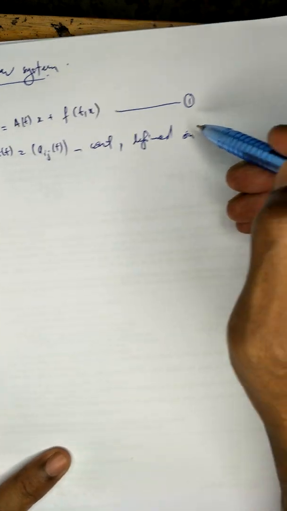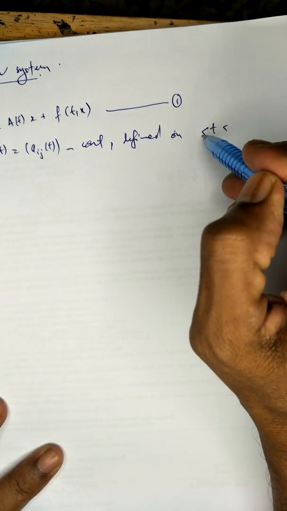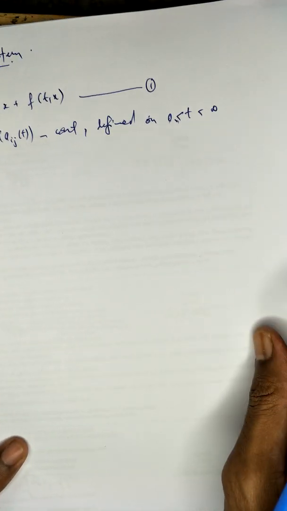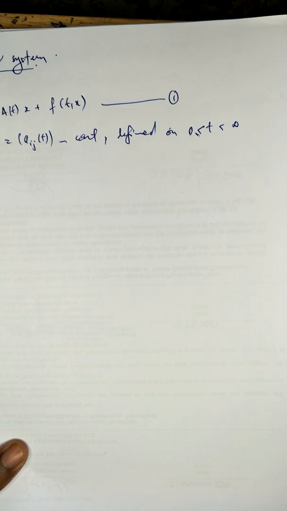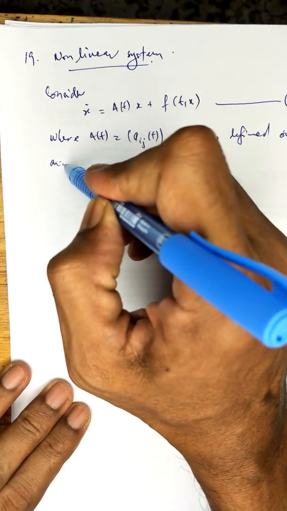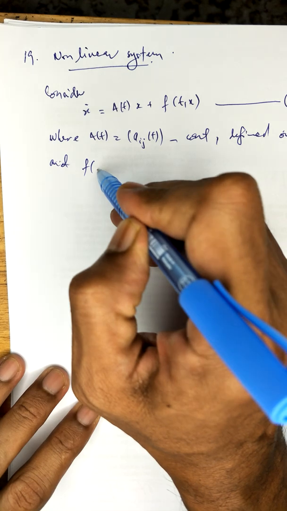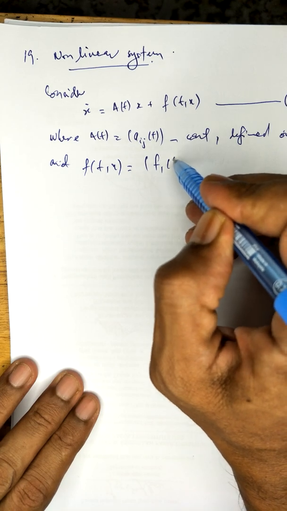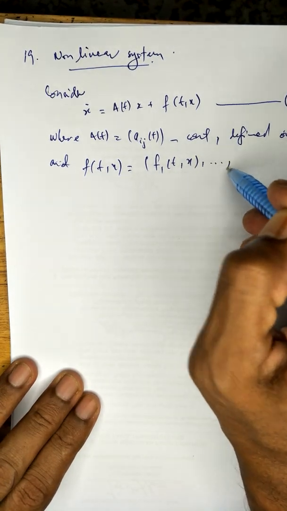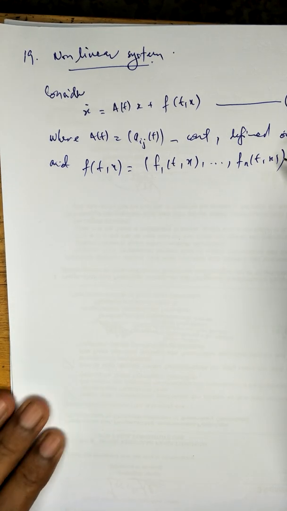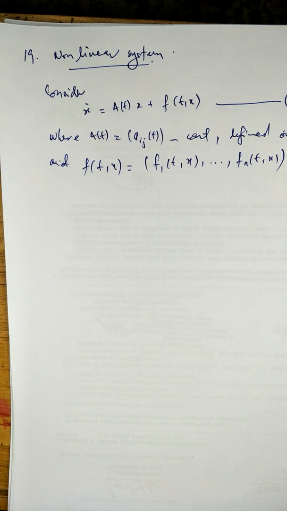on t from 0 to infinity. And the vector function f(t, x), which is a vector, t, x and so on, as well as x itself is a vector. Right? And f satisfies the following conditions.